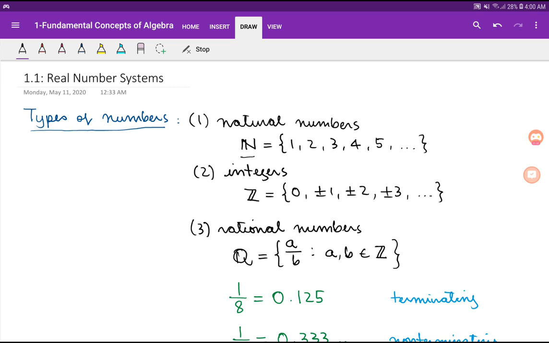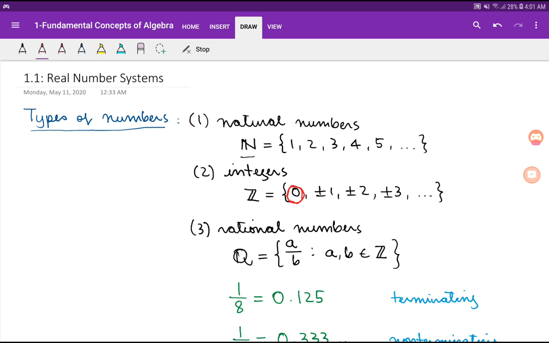The second type of numbers in the real number system is what we call integers. The difference between natural numbers and integers is, first, integers have zero included in the set, whereas natural numbers begin with one and not zero. The second difference is that negative numbers are included.